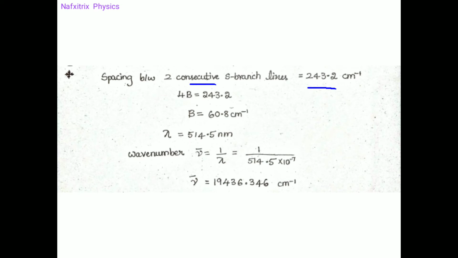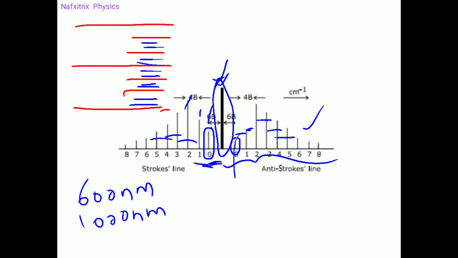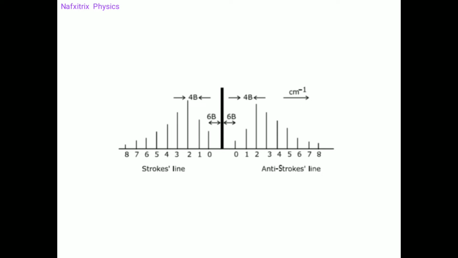Here we have seen the spacing between two consecutive lines is 4b. This is 4b only between consecutive lines; only between Rayleigh and the adjacent Stokes and anti-Stokes line the spacing is 6b. For the remaining all it is 4b, 4b, 4b. It continues. That means if this line occurs at 6b, this line would occur at 10b.